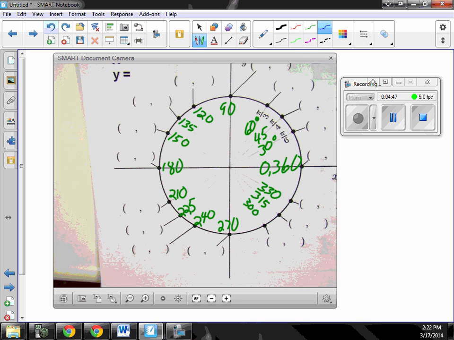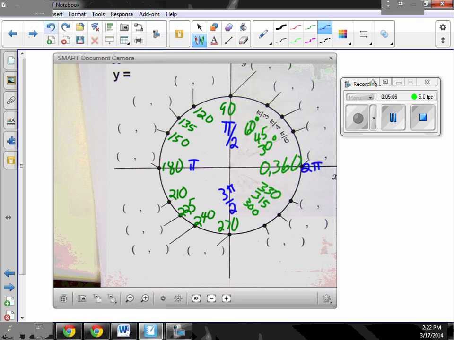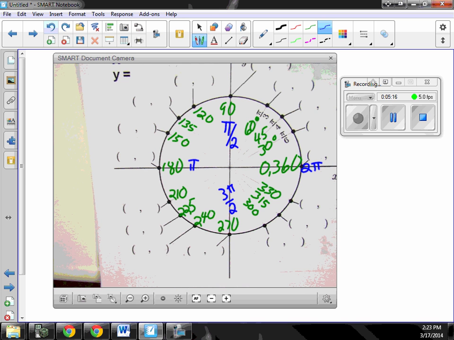Okay? Well, now we want to do the same thing in radians. We know straight up and down is pi over 2. This one is pi. This one is 3 pi over 2. And the full circle is 2 pi. Okay? And then this rotation here is pi over 6, which means that this rotation is also pi over 6.